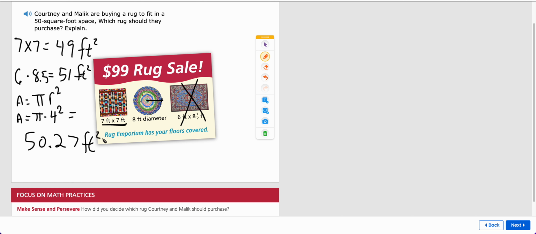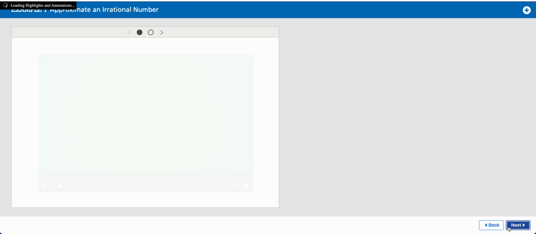So how did we decide, down here at the bottom, which rug Courtney and Malik should purchase? Well, we found the area of each of the rugs, and we picked the one that wasn't too big. That's how we decided. Boom. All right, so there you go. Now you guys know how to buy rugs. Okay. That's a good little warm-up question for us as we get started.